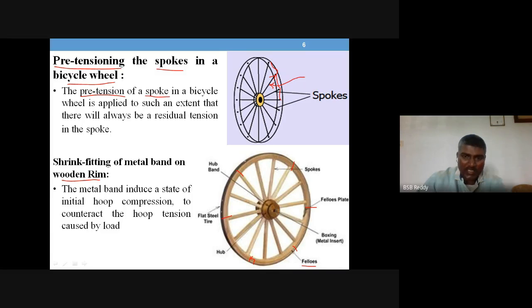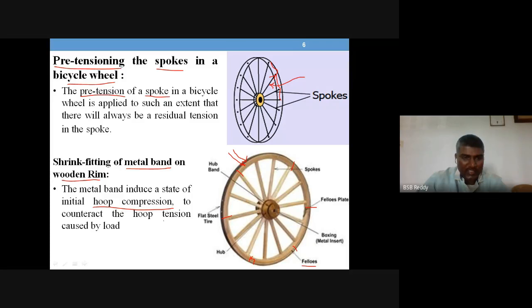Then finally, this outer black colored thing that you see is the metal band. If it is in a cooler state, it will have a lesser diameter than the outer diameter of this wooden felloe, hence you cannot fit it. So what we do is heat this metal band, then fit it and pull it, so it will induce hoop compression, again the same concept.